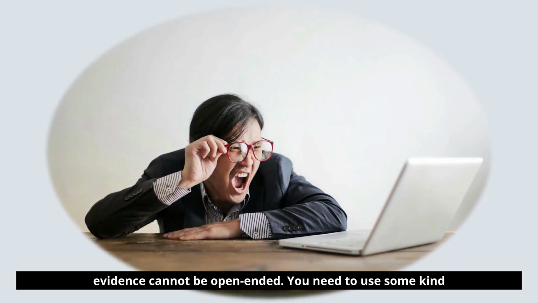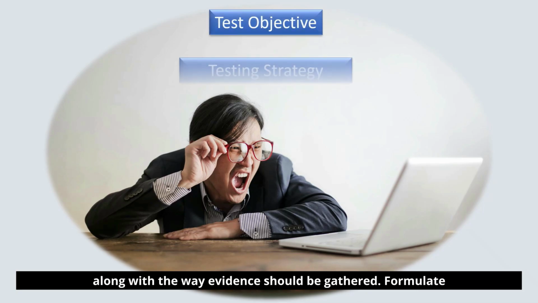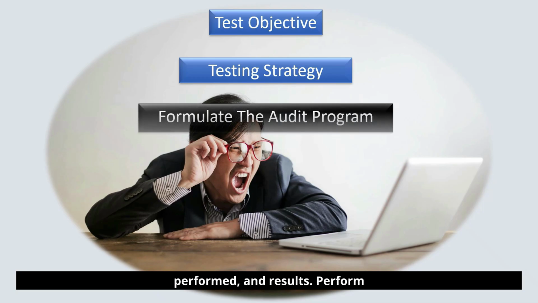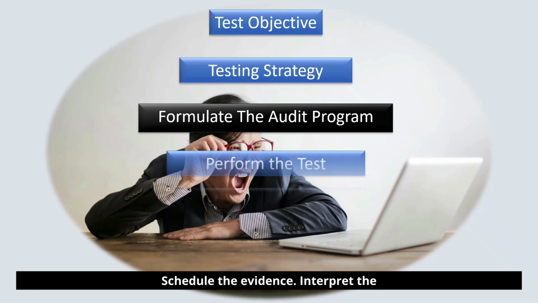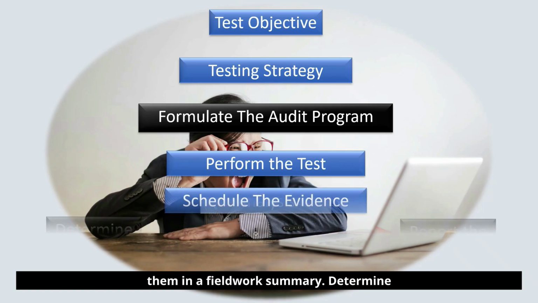Time spent on one audit equals time not spent on another, which means testing for suitable evidence cannot be open-ended. You need to use some kind of standard such as define the test objective, say examining the effectiveness of key controls in area X to judge the extent of problems. Define the testing strategy. This lists the tests required along with the way evidence should be gathered. Formulate an audit program. A schedule containing fields for the samples to be examined, the tests to be performed, and results. Perform the test, which is the main part of the testing process. Schedule the evidence. Interpret the results in line with the audit objectives and summarize them in a fieldwork summary.